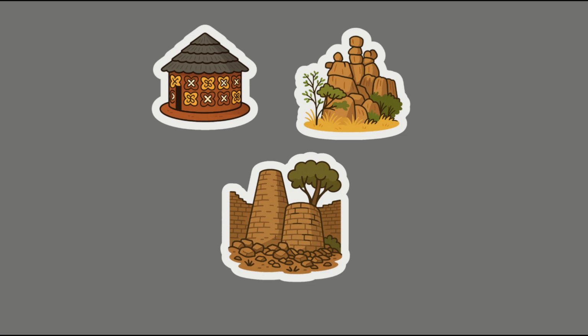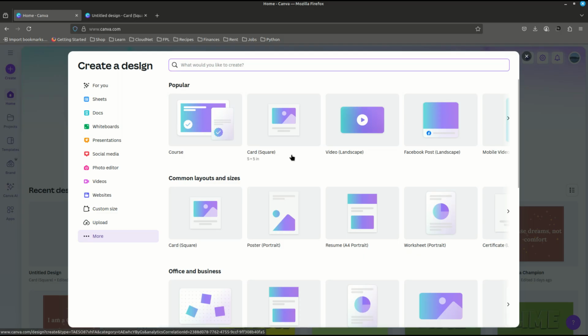Hi, in this video I'll show you how to use Canva to make stickers like the one you can see on the screen. Let's get started. For the purposes of this design, I'll be using a square template.